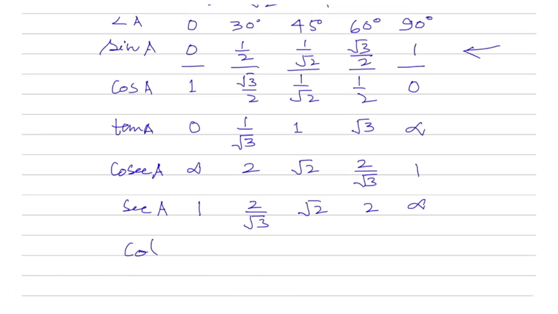And for cot A, we write the reciprocal values of tan A. So we get infinity, root 3, 1, 1 upon root 3 and 0. So you can generate this table easily.